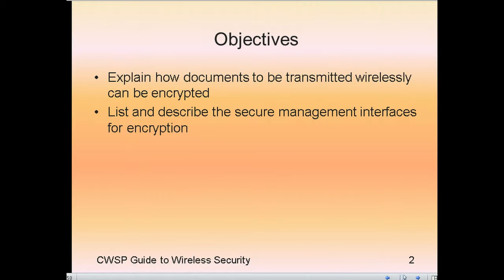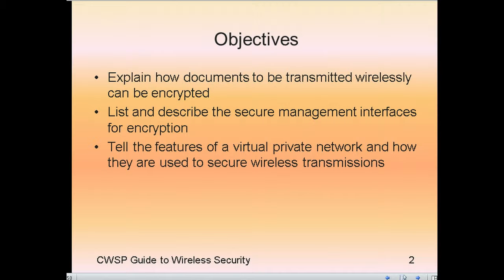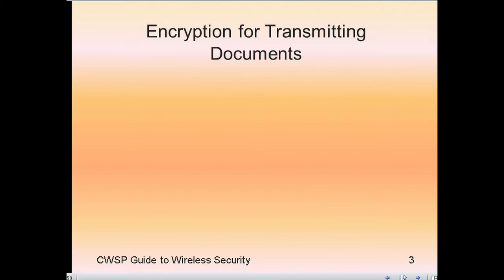Describe the secure management interfaces for encryption. Tell the features of the virtual private network and how they're used to secure wireless transmissions. VPNs are a great way to do that, because what a VPN basically is, is an encrypted connection across the internet or across a network of any kind, depending on where the VPN goes from and to.